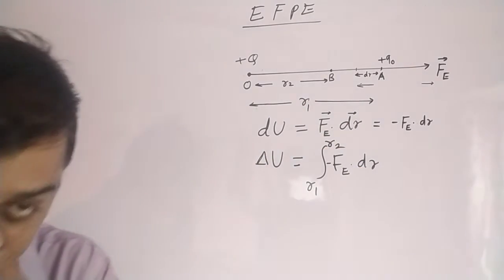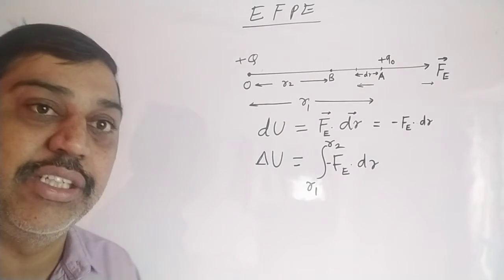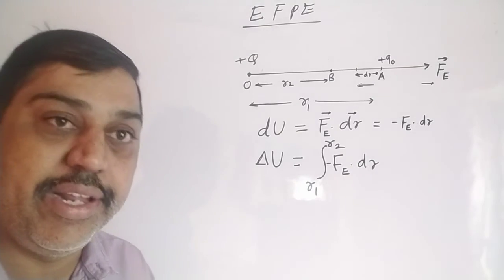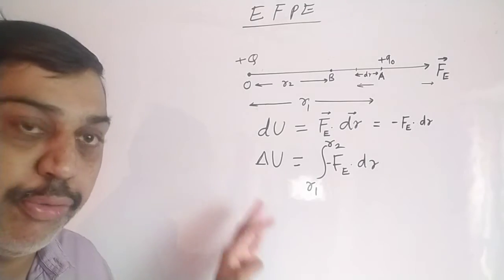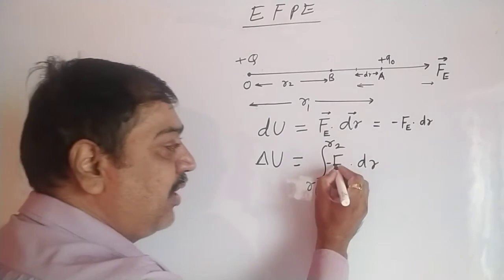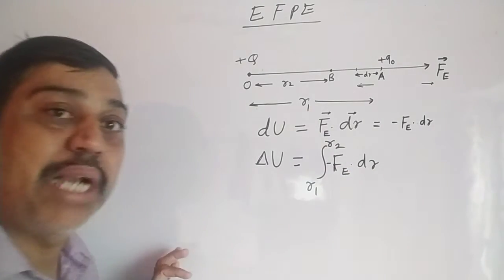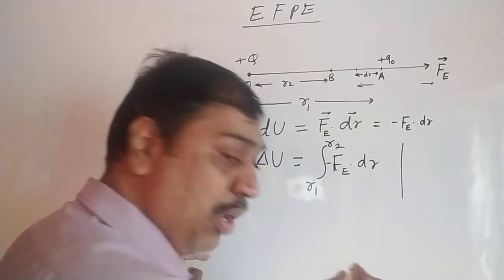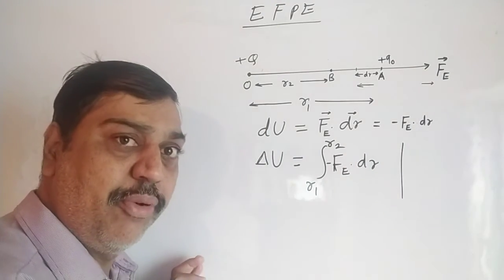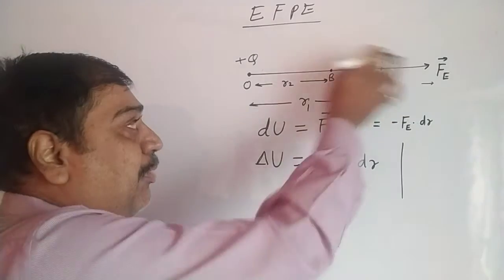We have to find this equation. Once we find this integration, we get the expression for potential energy. Now here Fe is said to be the electrostatic force. So we know that the electrostatic force, according to Coulomb's law, is the electrostatic force of attraction, in this case plus attraction.